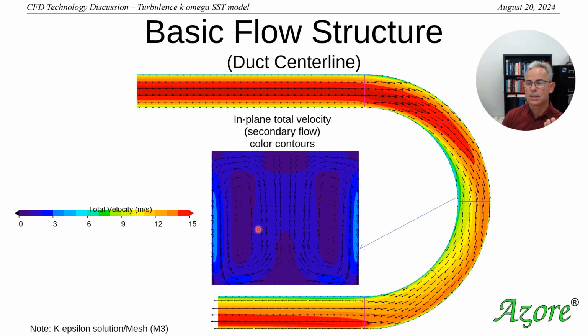If we also look right here at this cross section, we can look at the secondary flow structures that develop in this type of problem. If we just look at the secondary flow structures, the in-plane total velocity, the magnitude of those are quite small, on the order of 1 or 2. So significantly smaller than the primary flow structures. And those flow structures are more akin to the turbulence model, and they're sensitive to those predictions. The solution right here, just for discussion purposes, is based on the K epsilon turbulence model using mesh M3.